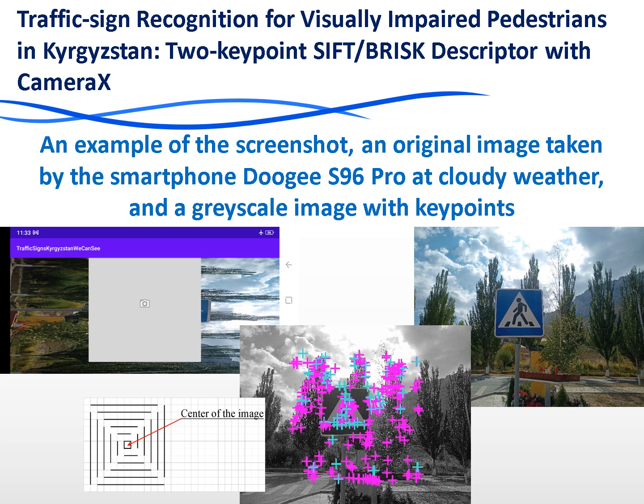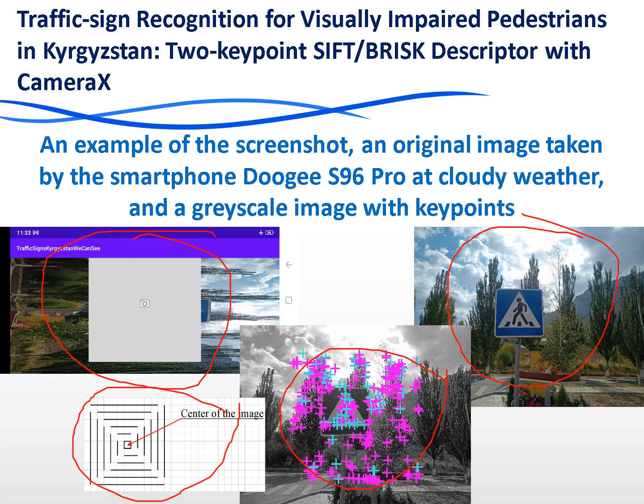This slide shows the example of the screenshot. Original image taken by the smartphone Doogee S96 Pro at cloudy weather, and the grayscale image with key points. Also, we have this scheme how we find key points. Please pay attention that we start from the center of the image.